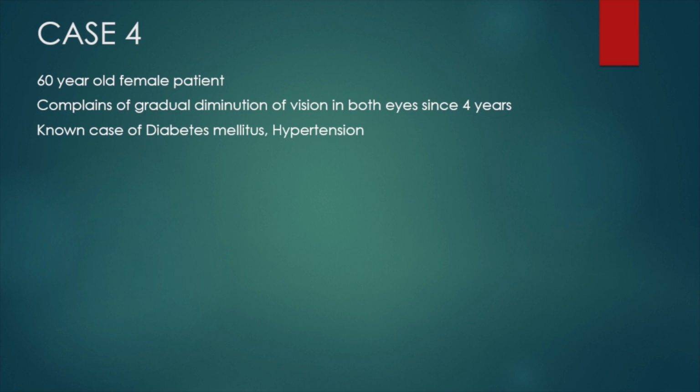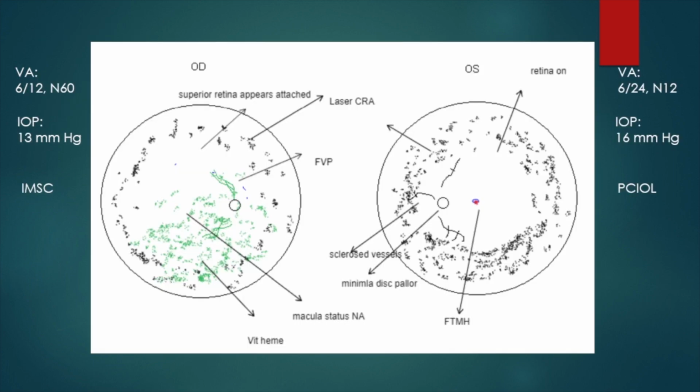Here is a 60-year-old female patient who came with complaints of gradual diminution of vision in both eyes since 4 years. She is a known case of diabetes and hypertension. In the right eye, the visual acuity at presentation is 6/12 and N6. The intraocular pressure was 16 and the patient had an immature cataract. In the left eye, the vision is 6/24 and N12. The intraocular pressure was 16 and the patient was pseudophakic.